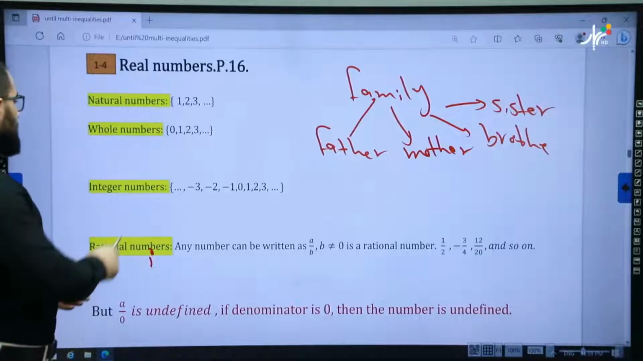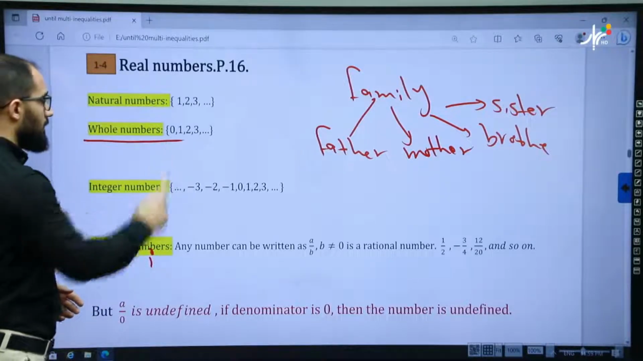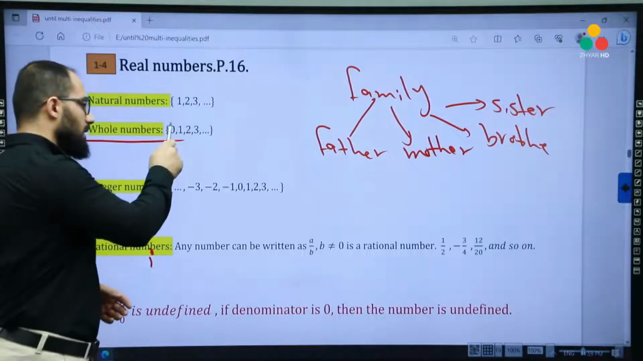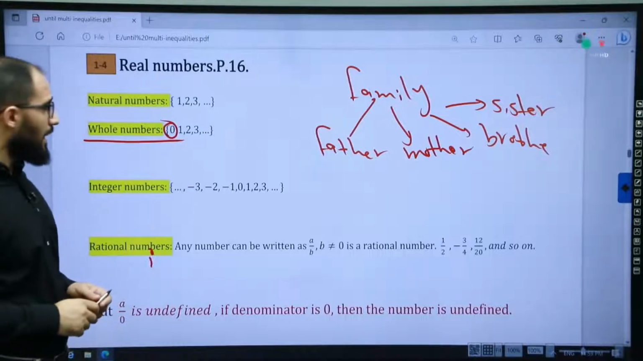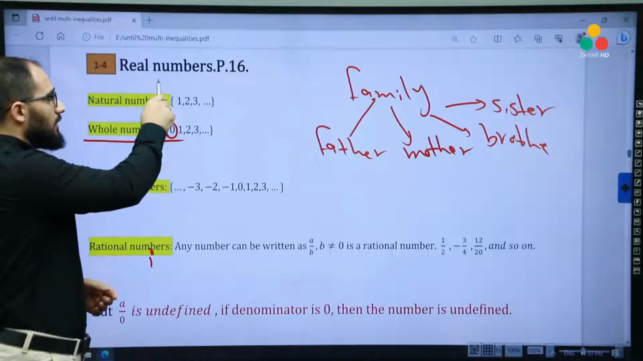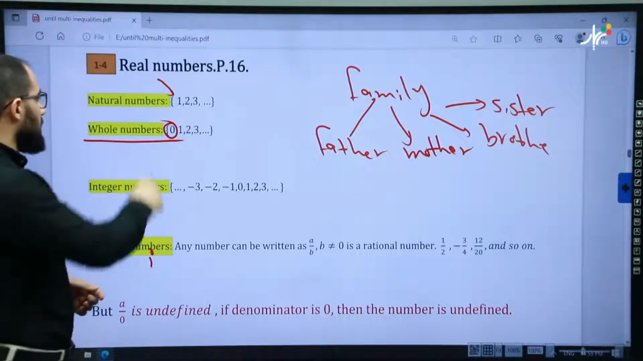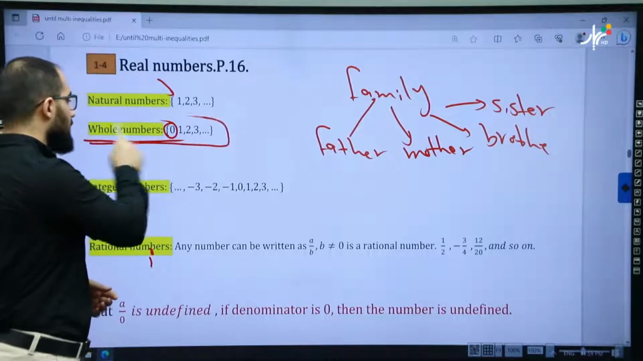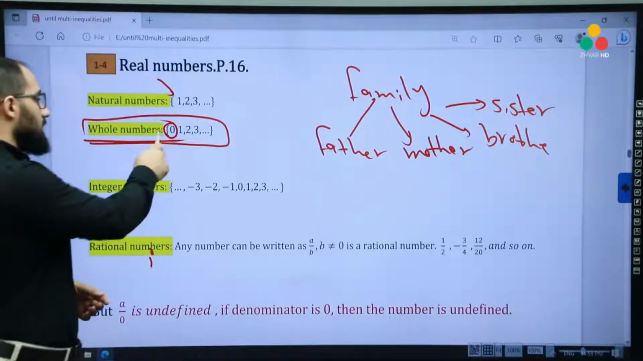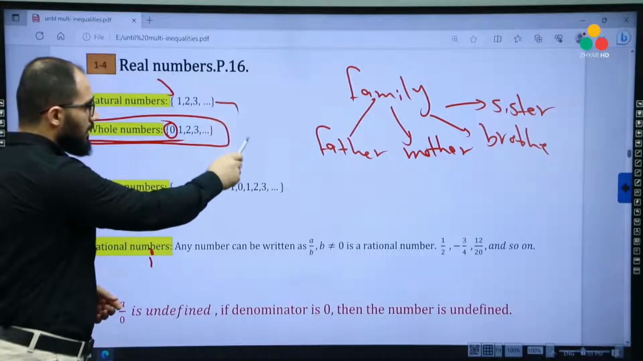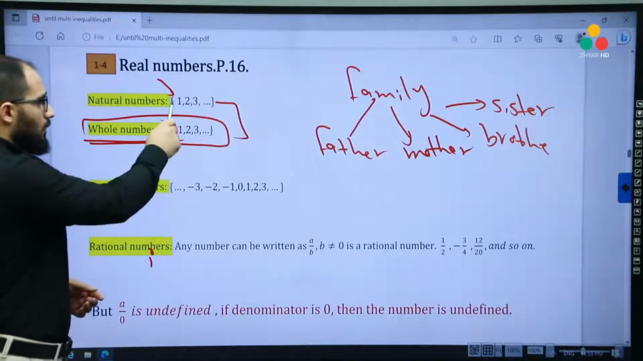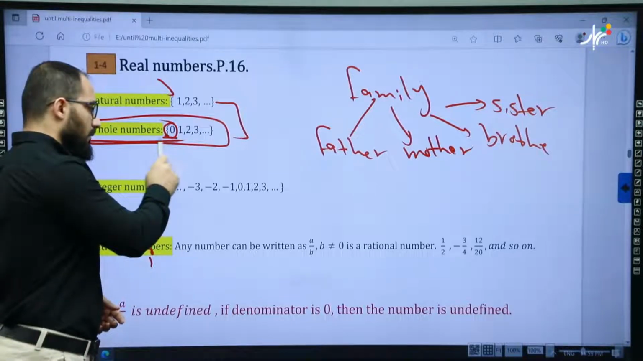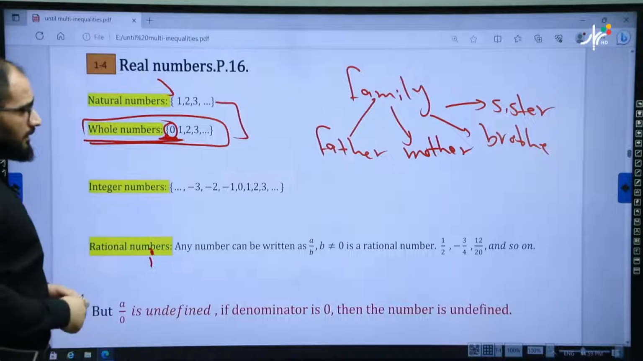Then the next set is whole numbers. Whole number is natural number, but one number is added, it is 0. So you have to be careful. 0 is not included in natural numbers. You have to be careful. If you have 0, so 0 is included in whole numbers. So we have 0, 1, 2, 3. If you compare both sets, we have 1, 2, 3 here, and here we have 1, 2, 3, and so on. But the only difference is we have 0 in the whole numbers.